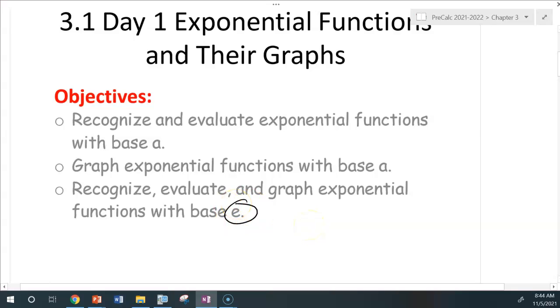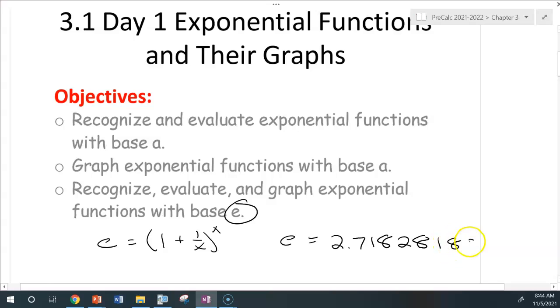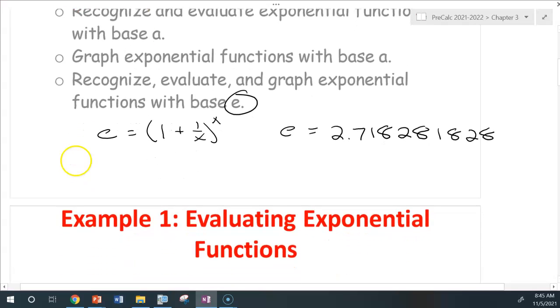And e is a special number that comes from evaluating 1 plus 1 over x to the x. As x gets large, this is e. As x gets large, it's going to trend towards this number. I'm going to write it down for you. 2.718281828, and so on. It's kind of like pi in that it's a number that you can get from your calculator, and it's a special number.